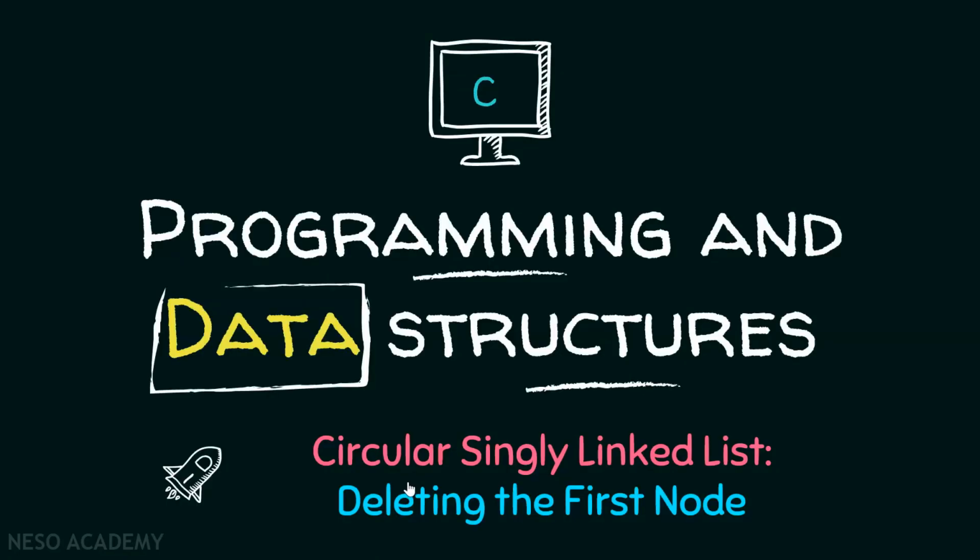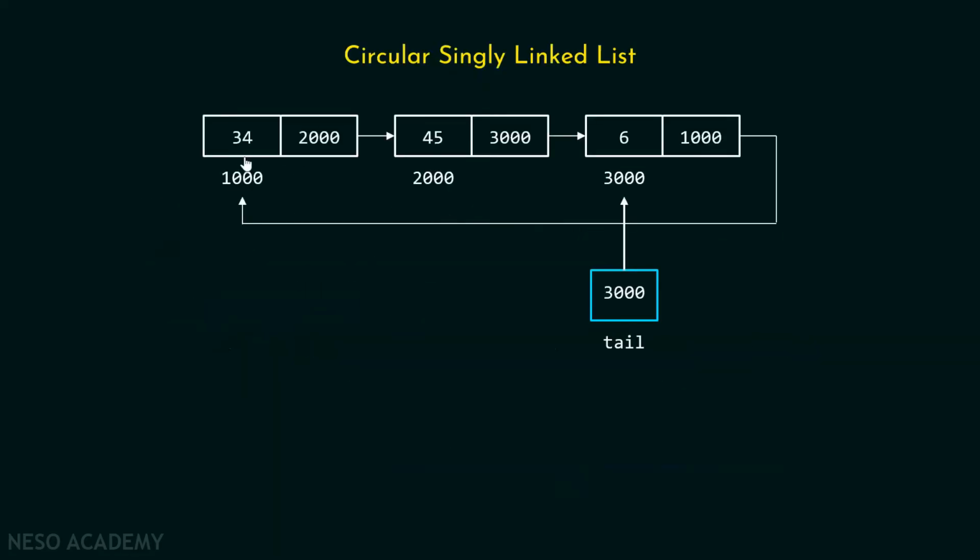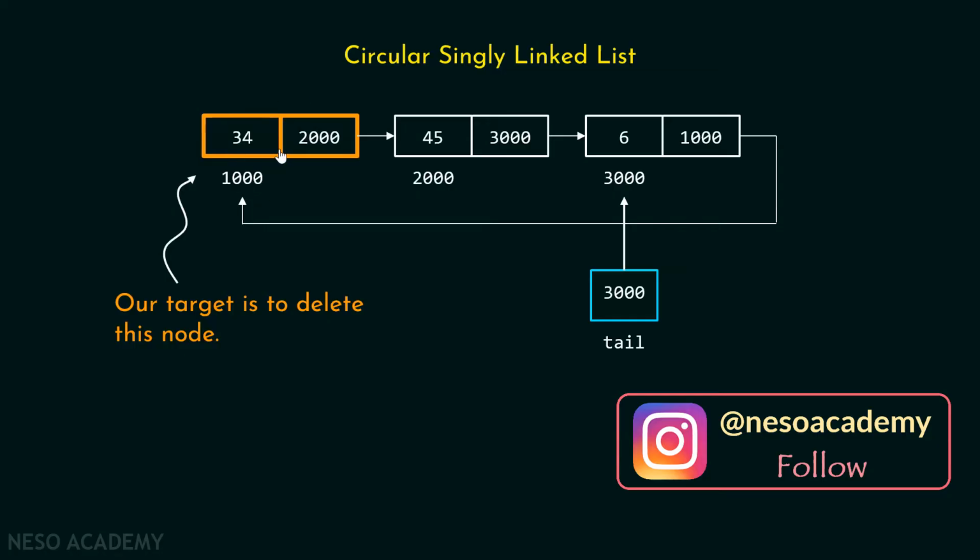In this presentation, we will learn how to delete the first node of the circular singly linked list. So let's get started. Let us suppose we have the circular singly linked list and the tail pointer is currently pointing to the last node of this list. Our target is to delete this particular node, okay?